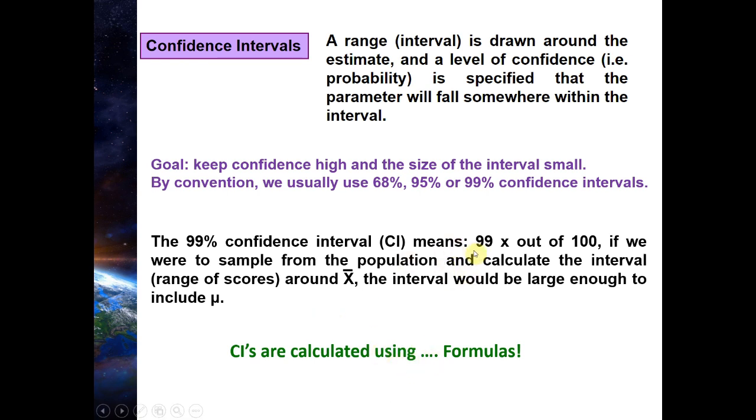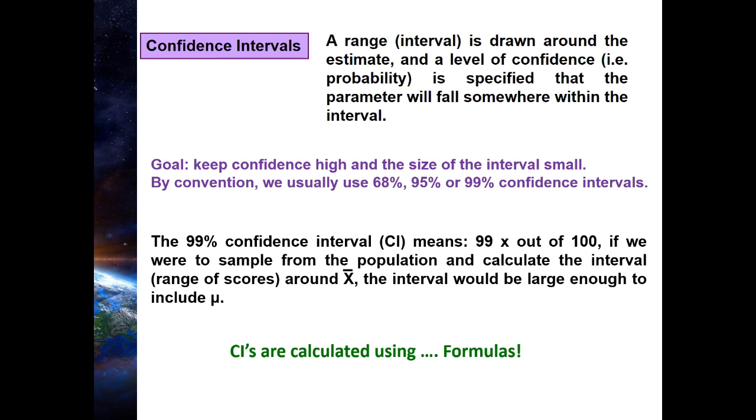If you were using the 95% confidence interval, all you do is you substitute 95 here. So you say 95 times out of 100, we have drawn the interval correctly. We've calculated it correctly. And somewhere in that range of values, we've captured mu.